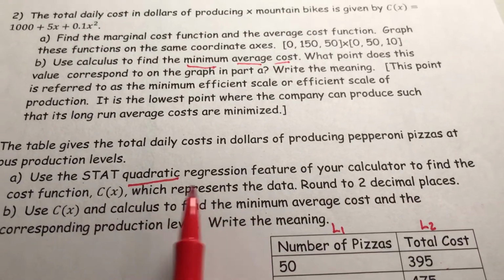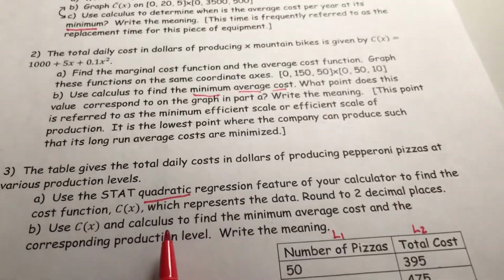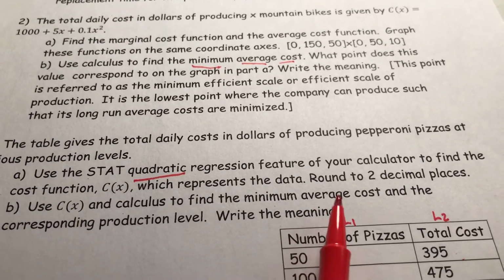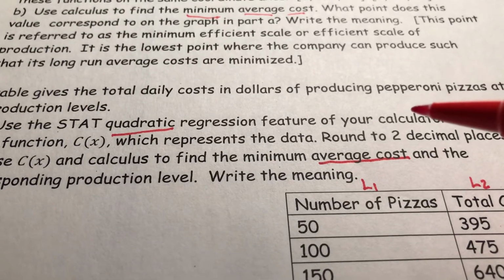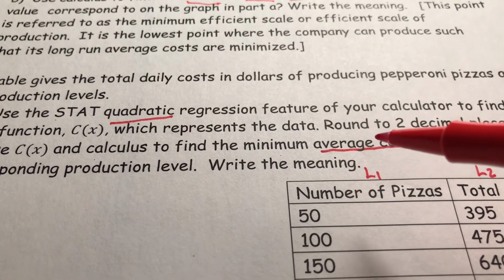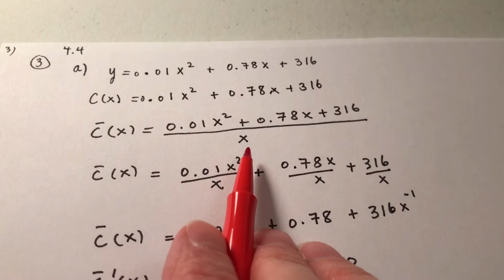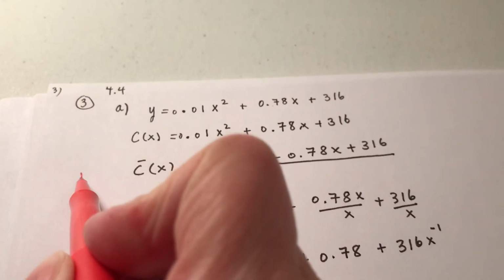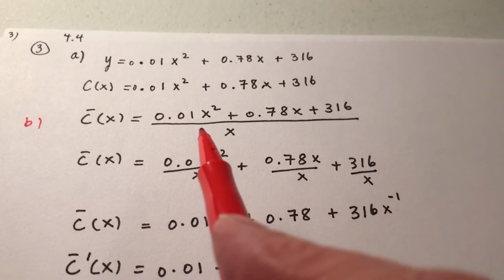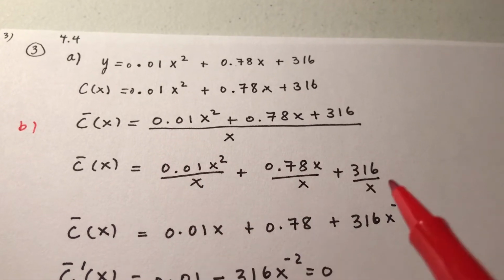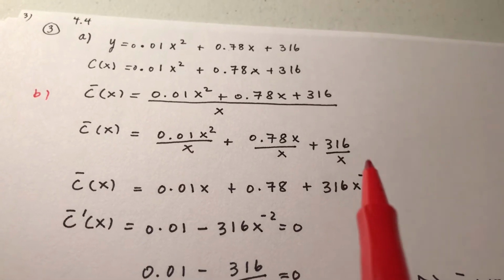That's it. Good. Now part B, use C of x and calculus to find the minimum average cost. And calculus, I always have to say calculus, otherwise people use other ways. Now here's the word, average cost. We want to minimize average cost, that cost per pizza. So first we find the average cost function. All we have right now is the cost function. Remember, average cost is divided by x. So this is really part B here. I'm just going to divide each one by x. Get 0.01x plus 0.78 plus 316x to the negative 1.